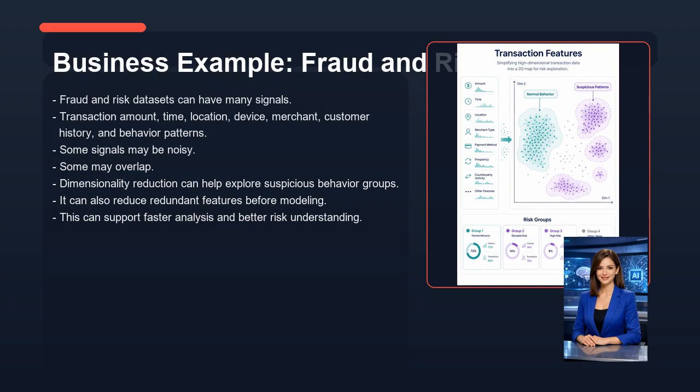Now let's look at business example, fraud and risk. Fraud and risk datasets can have many signals. Transaction amount, time, location, device, merchant, customer history, and behavior patterns. Some signals may be noisy. Some may overlap. Dimensionality reduction can help explore suspicious behavior groups. It can also reduce redundant features before modeling. This can support faster analysis and better risk understanding.